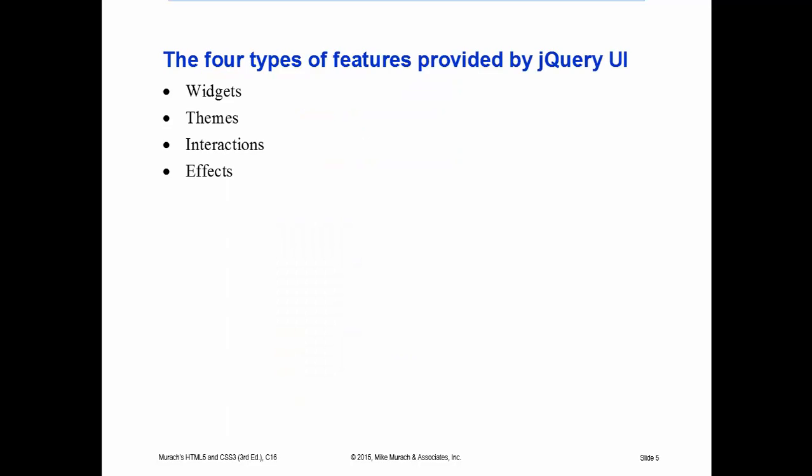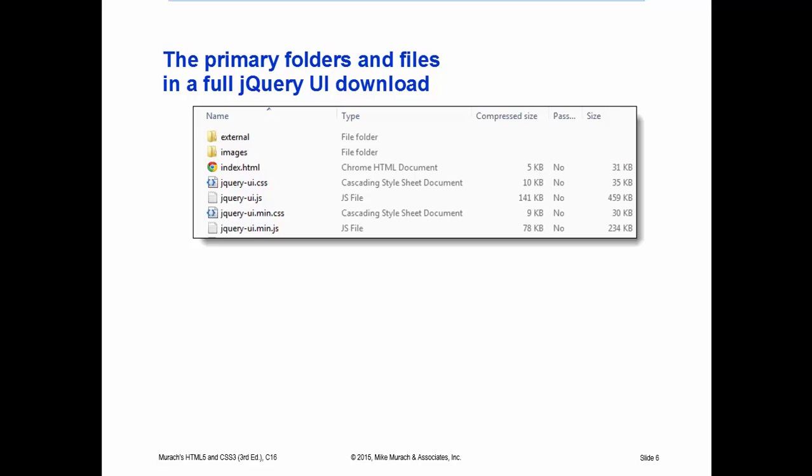All right. So the 4 types of features provided by the jQuery UI. You already saw those: widgets, themes, interactions, and effects. The primary folders and files in a full jQuery UI download. So you can download that. You can download all of that stuff.